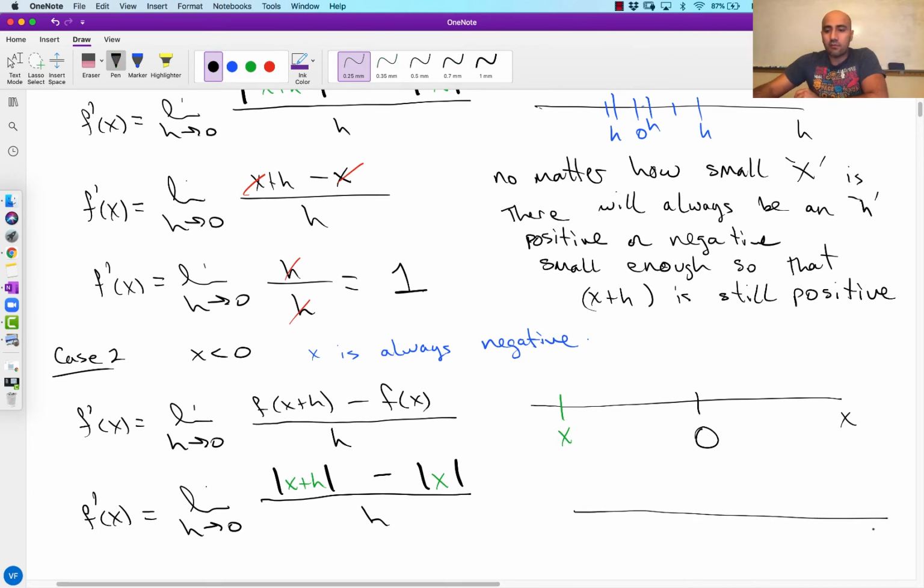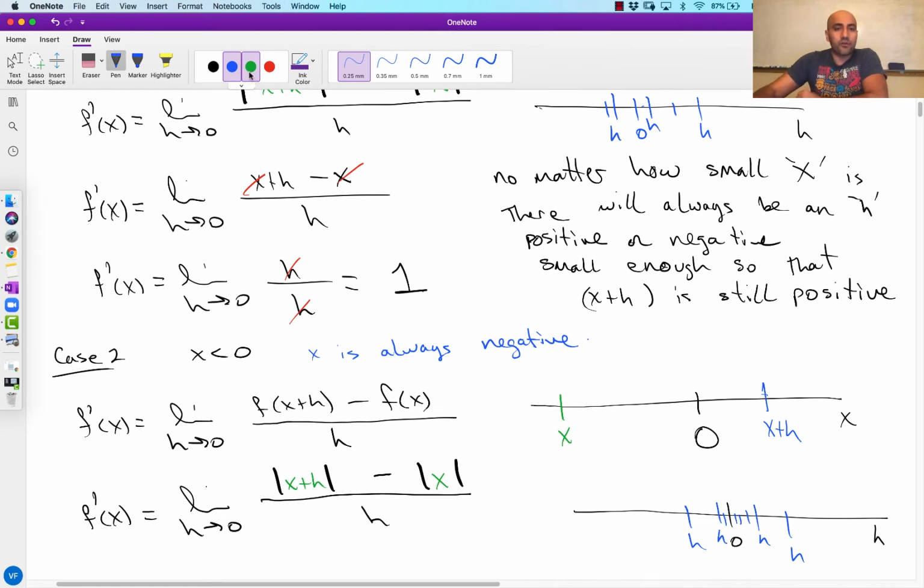So here is the number line for h, and here's 0 for h. So h is a value that's approaching 0, and it's approaching it from either side. So maybe that's h, maybe that's h, maybe that's h. Right? It could be anything, but it's getting infinitely close to 0. So for some specific value of h, just one, it might be large enough to where when we add x plus h, it might cross over onto the positive side. It might go way over there, right?